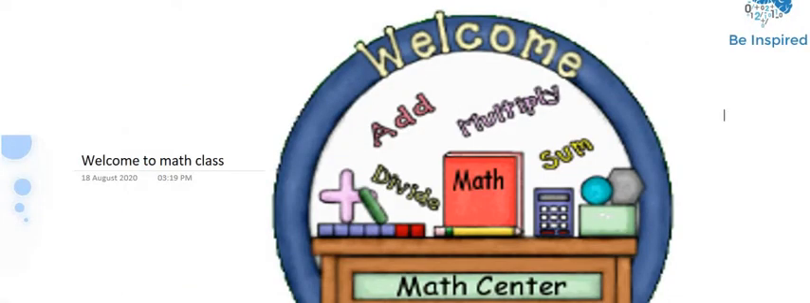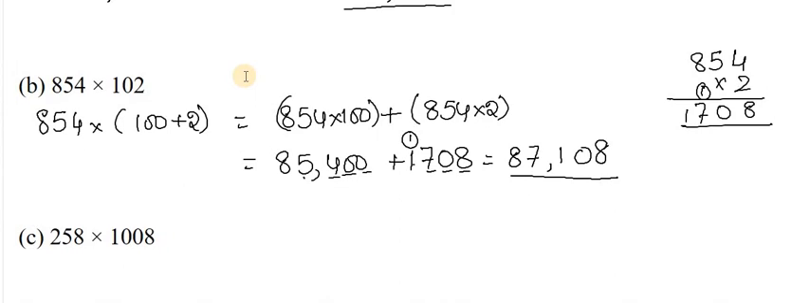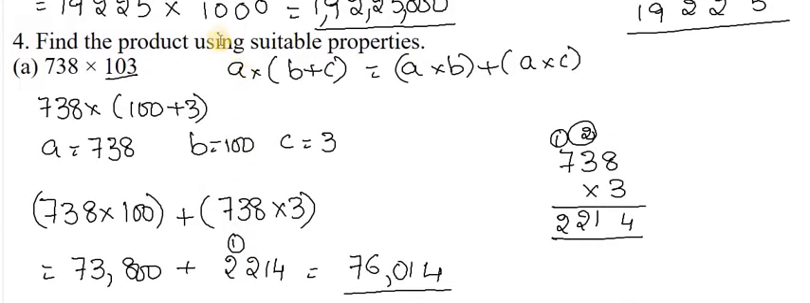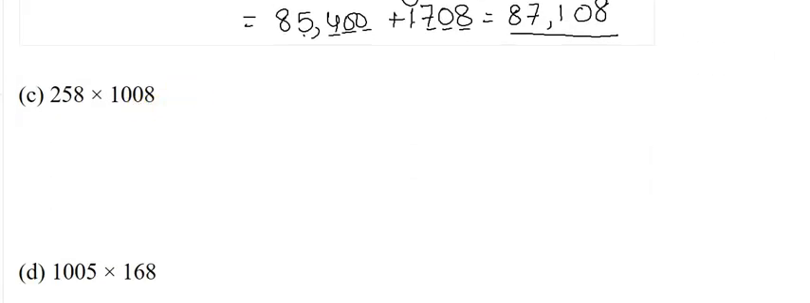Hi students, welcome to math class. In today's math class we are going to learn by using the distributive property: a into (b plus c) is equal to a into b plus a into c. The same method we applied for the previous problems also. In the previous class we completed two questions based on that. This is the way we do it. Distributive property: a into (b plus c) is equal to a into b plus a into c. Without getting late, let's get started.